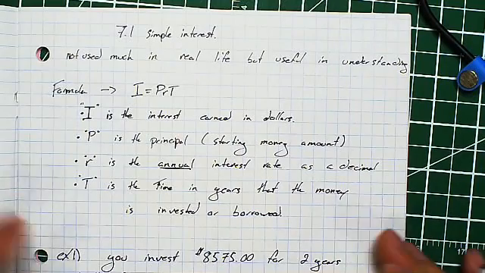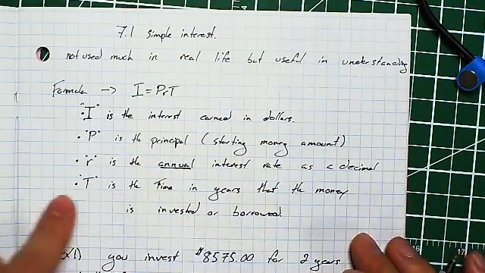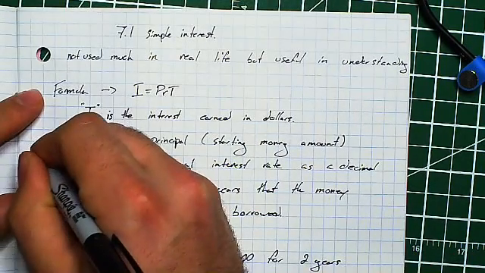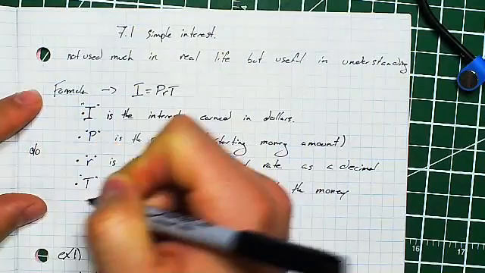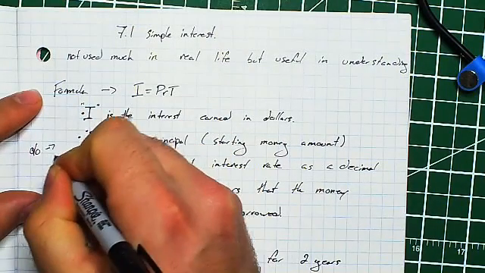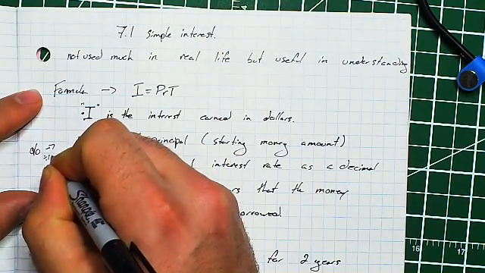This is tricky because your interest rates are usually given as a percentage. So if you're given a percentage of an interest, you want the decimal version of this. So the way you do that to convert it to a decimal is you basically divide it by 100.